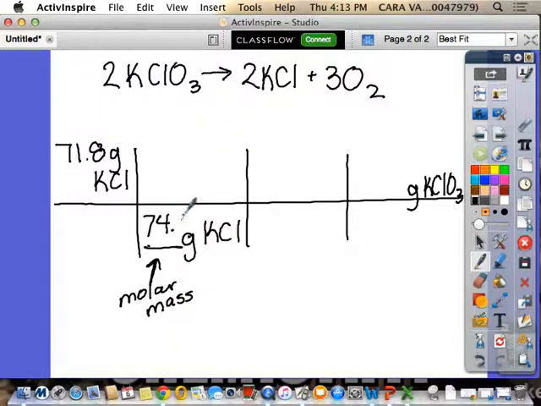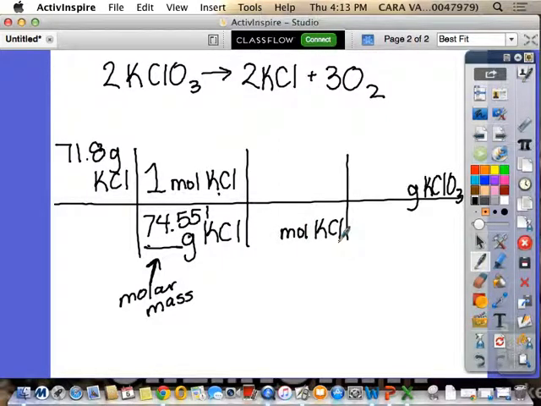74.551. Remember I said we're going to round at the end just to make sure we're consistent with our answer. And the molar mass is always going to represent 1 mole of any substance. So we've got 1 mole of KCl represented by 74.551 grams. Next thing, we're going to get these moles of KCl to cancel out. So once again, we're going to drop down moles of KCl.